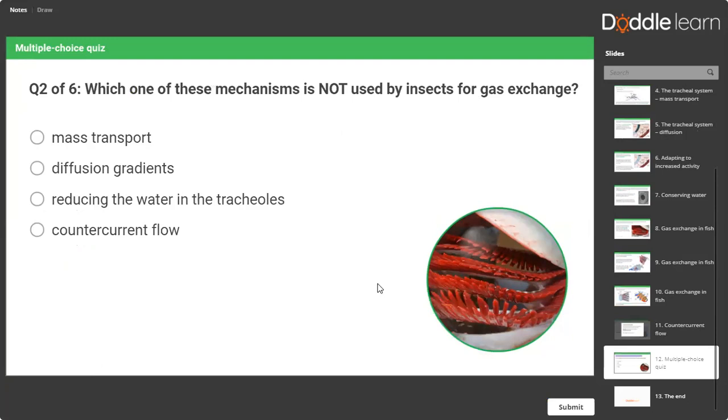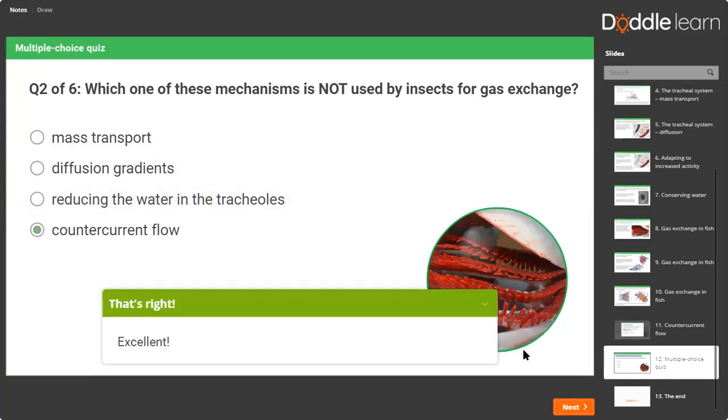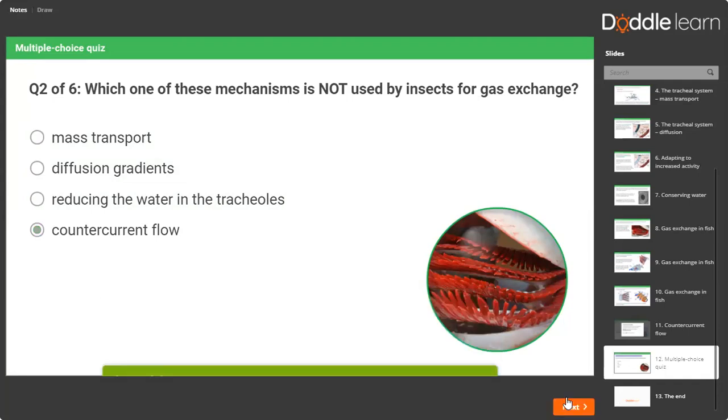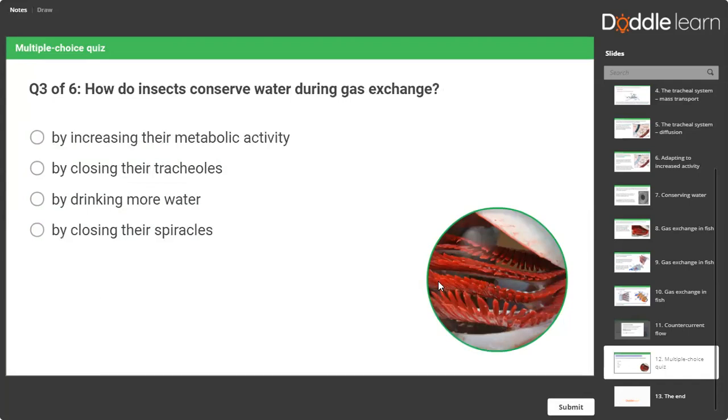Which of these is not a mechanism used by insects for gas exchange? They don't use countercurrent flow, they use mass transport, they use diffusion gradients, they reduce the water in the tracheoles. They don't use countercurrent flow, that's only in fish. How do insects conserve water during gas exchange? Well, what they do is they close their spiracles so they don't lose any water.